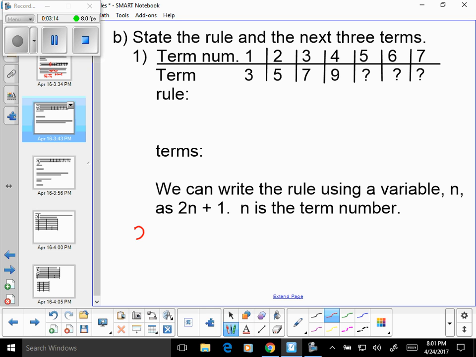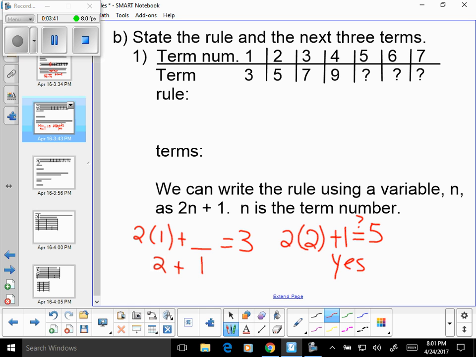What if I take 2 times 1 and add something to get 3? Is that possible? Well, 2 times 1 is 2, plus 1. So let's see if that works for my second term. If I take 2 times the term of 2 and then add 1, am I going to get my 5? Yes. So that is my rule.